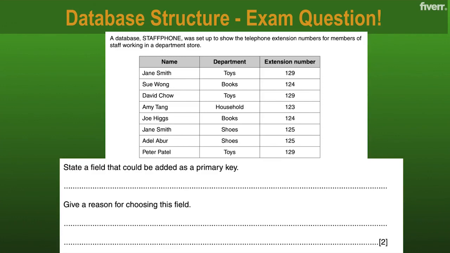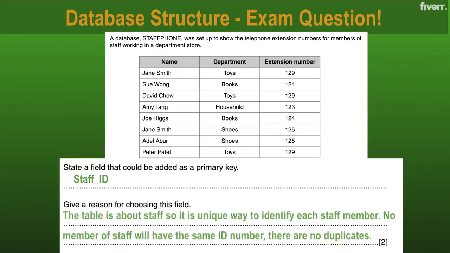So, how could I uniquely identify? I would go with some sort of staff ID. So, if it's about staff phone, what would be a unique ID? Well, it could be a staff ID. So I would go with a staff ID. That's mark number 1, and then the reason is that the table is about staff and it's a unique way to identify each staff member. So no member of staff will have the same ID number and there are no duplicates.